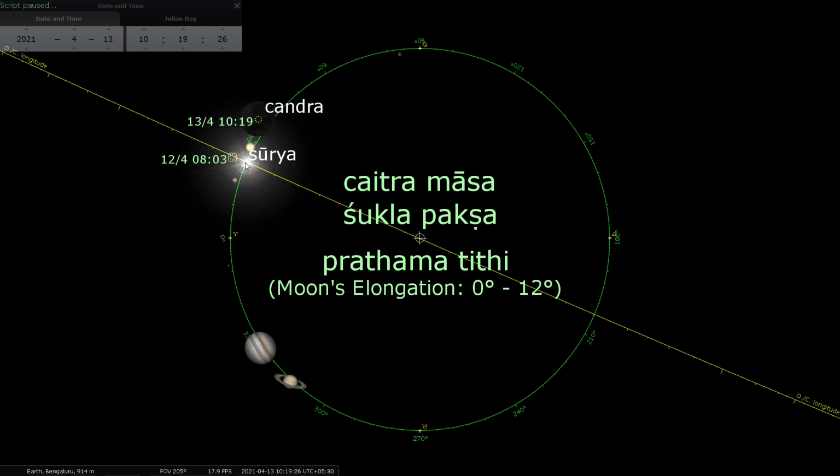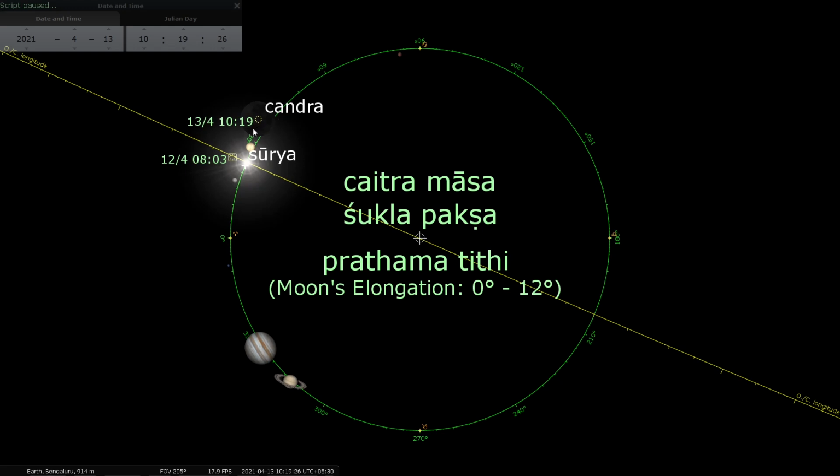So what is this 12 degrees? That means the angular distance between the sun and the moon. So you imagine a line here, and this angle is 12 degrees. That's what the geometric definition says. I cannot draw a line here and show you. Stellarium does not allow me to do that, but this is the angle, 12 degrees. And look at the time. On April 12th, 8:03, we started. Prathama Tithi started, or rather Amavasya Tithi ended. And on April 13th, 10:19 in the morning, Prathama Tithi ended, and the next Dvitiya Tithi is about to start.